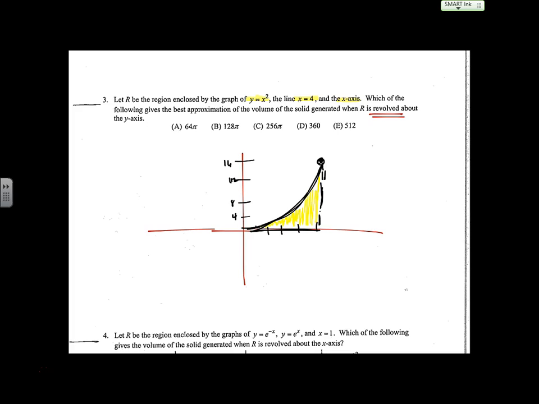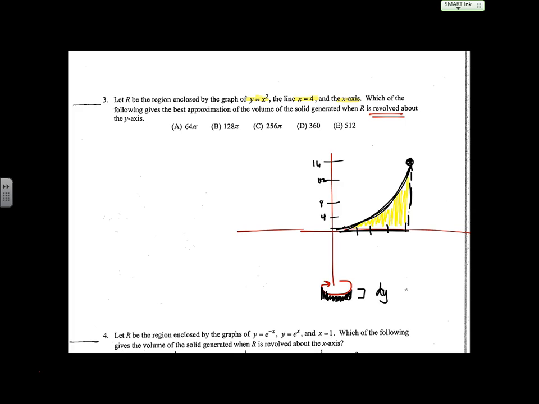Kiddos, hold on. What is it revolving around? Why did everybody say this is a washer? It's revolving about the y-axis. Ooh, the y-axis. Hold on. Give depth. Is that dx or dy? That's a vertical depth, right? So vertical would be dy. So we need to go ahead and set up a volume formula.